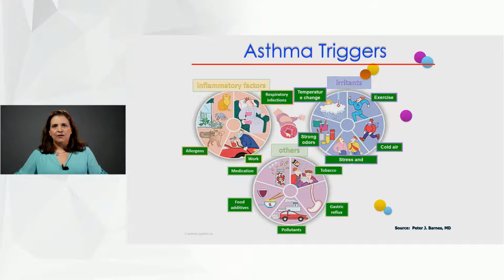Asthma has a great number of triggers. There are inflammatory factors like respiratory infections, substances at work, and allergens. There are irritants like temperature changes, exercise, exposure to cold air, stress and emotions, and strong odors. And then there's tobacco exposure, gastroesophageal reflux, pollutants in the air, and food additives and medications such as NSAIDs.